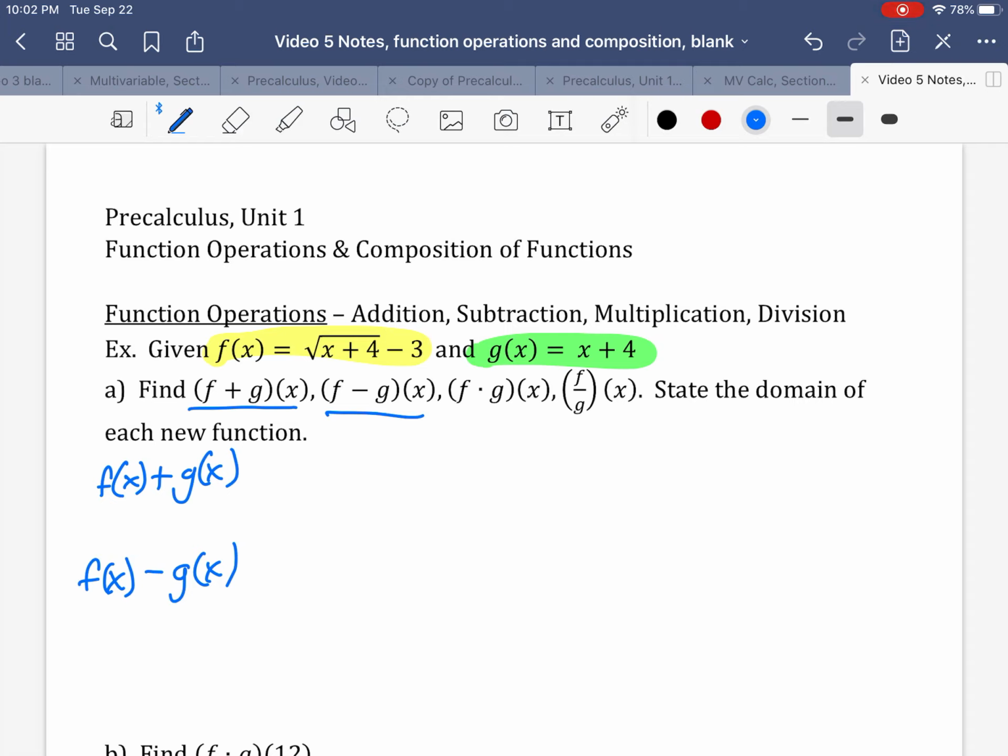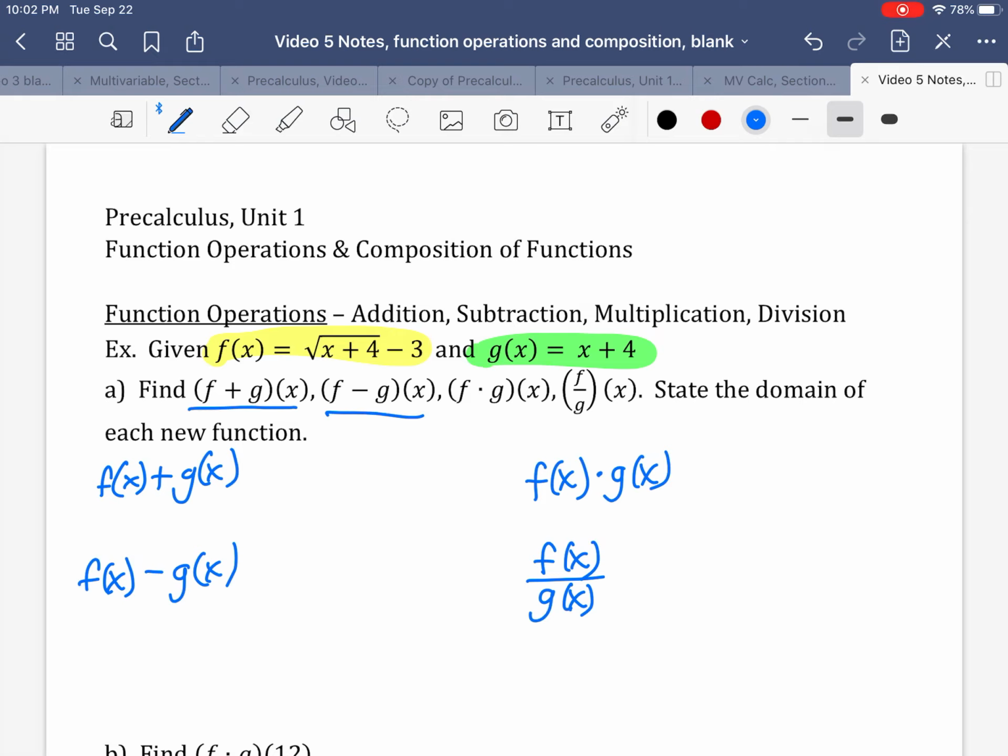The multiplication, you might see that as f of x times g of x. And for the division, f divided by g, I would write f of x on top divided by g of x on bottom. Okay, so we're going to do all those four things here. So let's do them. So adding.